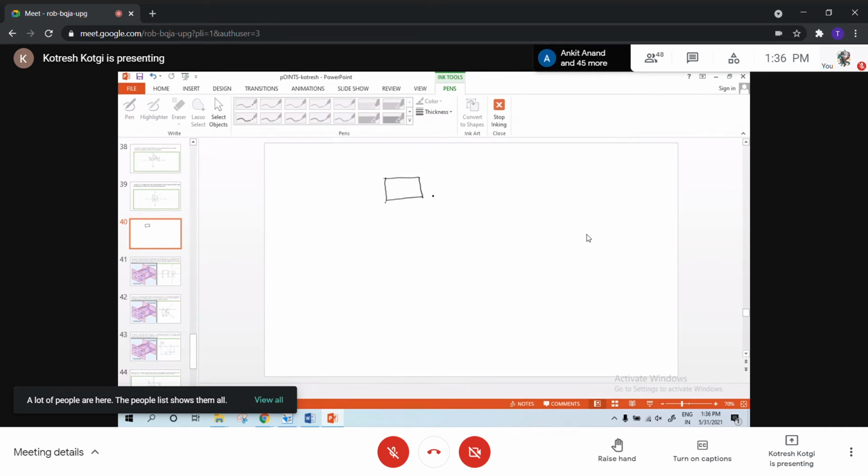So there is one object like this. I want to dimension this. What I'll do, I'll just draw the extension lines first, and then I'll draw the dimensioning line, and then I will write the arrowheads on both the ends like this.